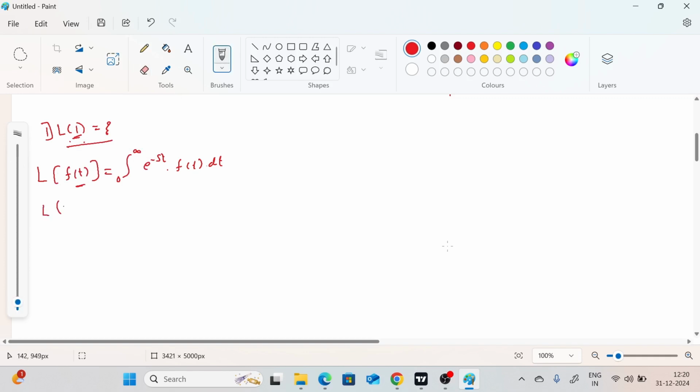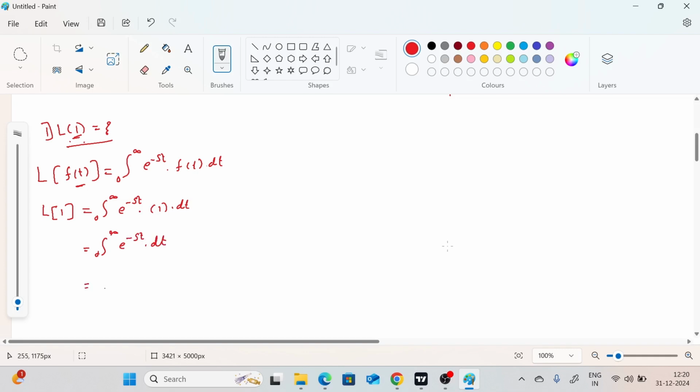So Laplace of 1 is equal to integration from 0 to infinity of e raised to minus st times 1 dt. If we simplify this, it is integration from 0 to infinity of e raised to minus st dt.